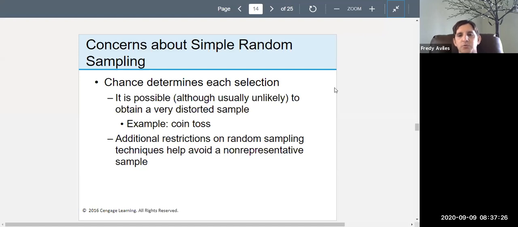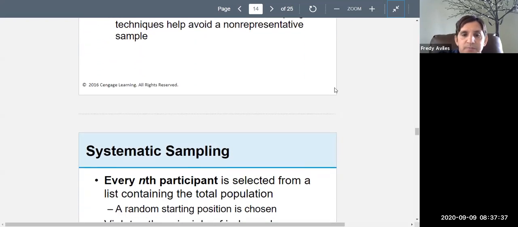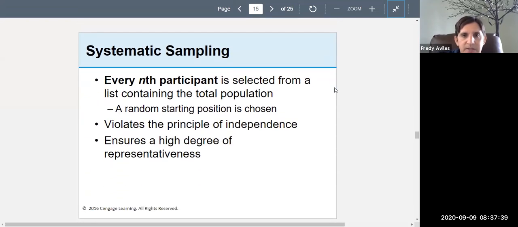So we need additional restrictions on random sampling to avoid this non-representative sample. Okay, we need to avoid getting a biased sample, so we can place additional restrictions. Okay, and what are those restrictions? Well, we can do what's called systematic sampling. Systematic sampling is a type of random sampling.